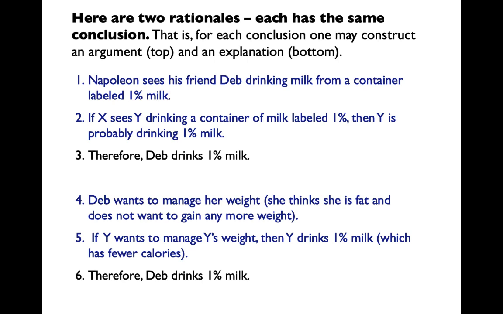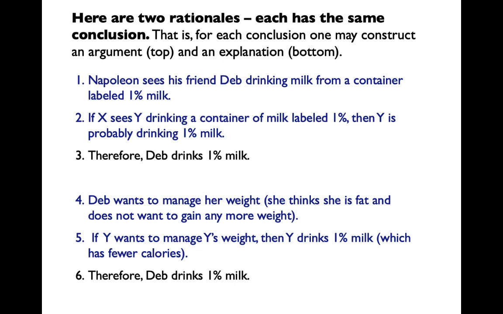Deb, Napoleon's friend, drinks 1% milk, is what we want to give reasons for believing. It's what we want to explain. Napoleon sees his friend Deb drinking milk from a container labeled 1% milk. And in general, if X sees Y drinking a container of milk labeled 1%, then Y is probably drinking 1% milk. And so we may conclude Deb drinks 1% milk. What justifies believing it is that the container says so, and we presume the container has not been altered.